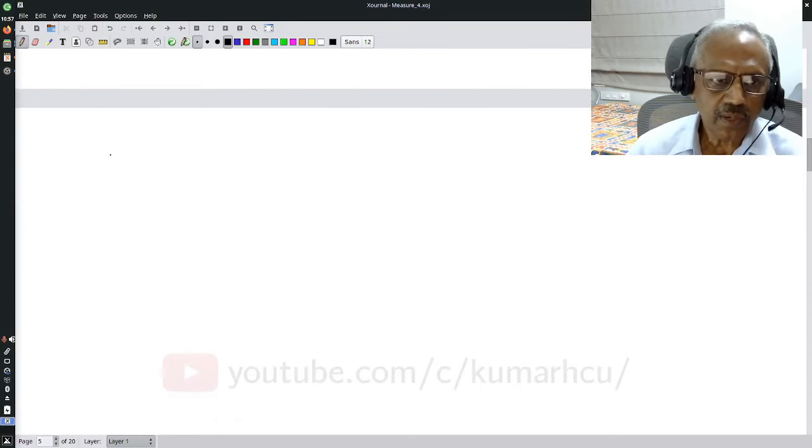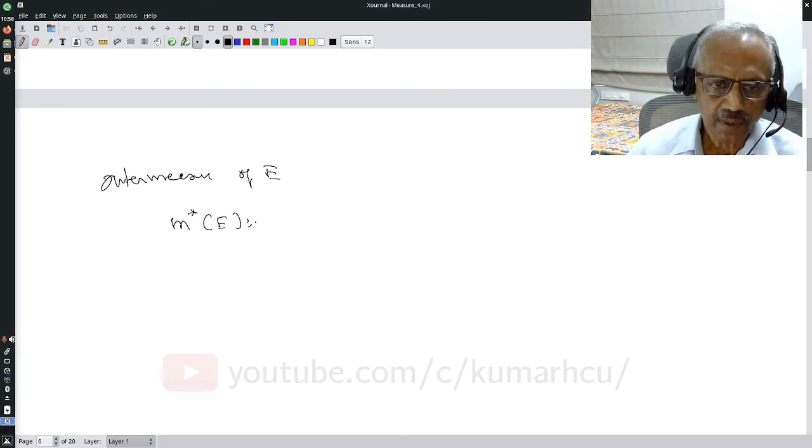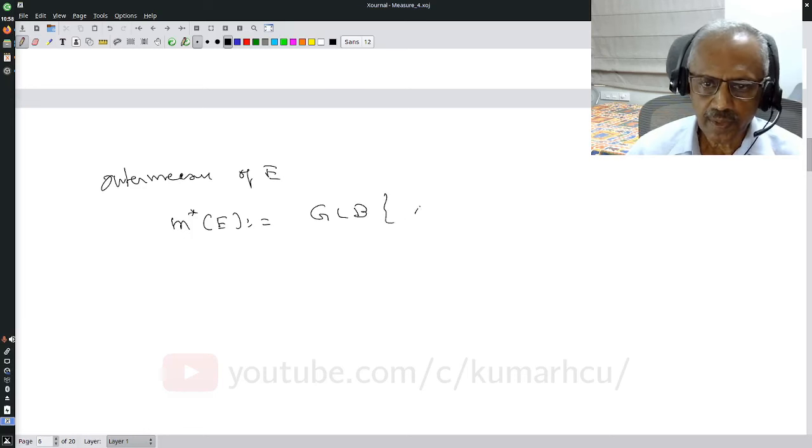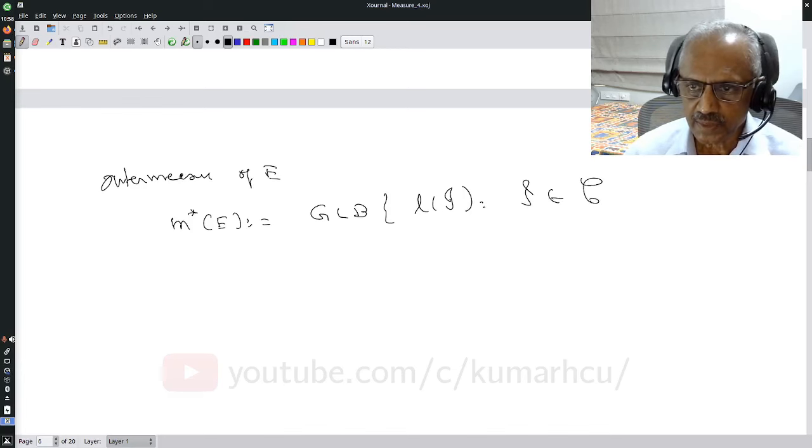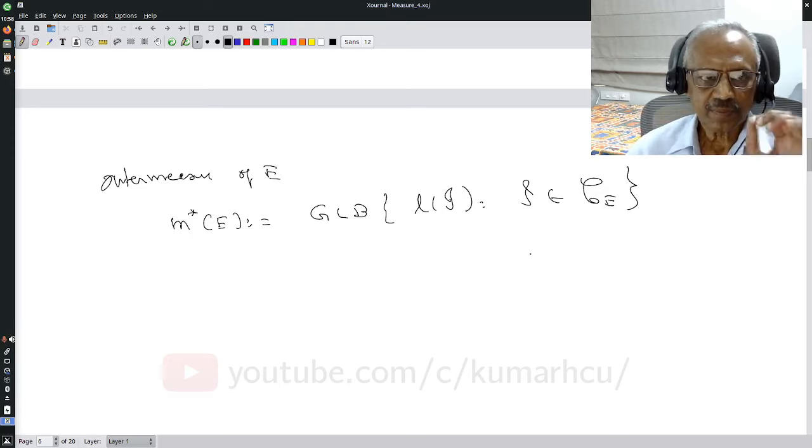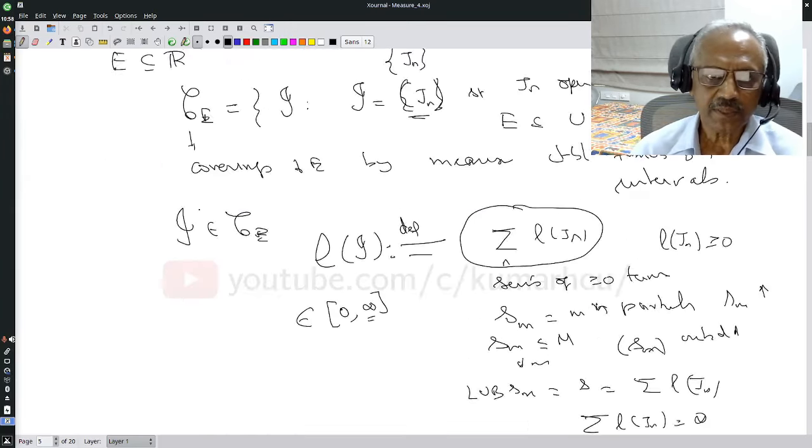So now I want to define the outer measure of E. This is the standard notation, m star of E, to be the GLB of the length of I, where I varies over C of E. Okay, take some time, don't just skim over that. What are we looking at? Go back to our geometric way.